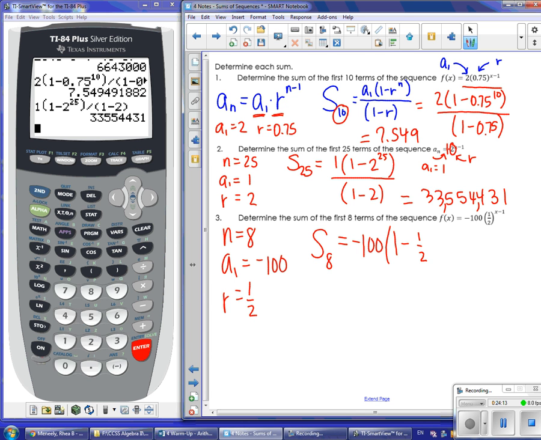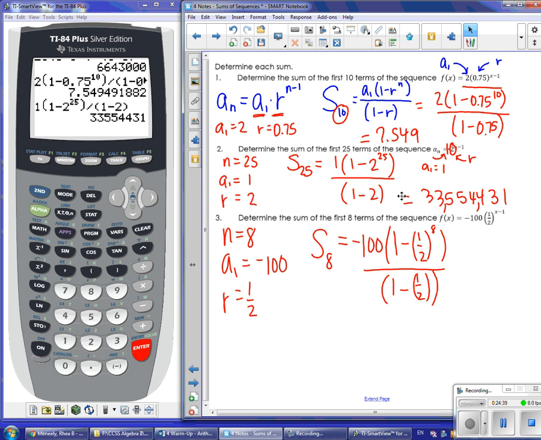Now I do want to be careful because that's a fraction and I want to raise the whole fraction to a power. I'm actually going to need another set of parentheses around the 1/2, or you can simply write it as 0.5 and that'll work also. And I want to raise that to the n power, which is going to be 8. I still have to close my parentheses before I divide, and that's going to be 1 minus 1/2.